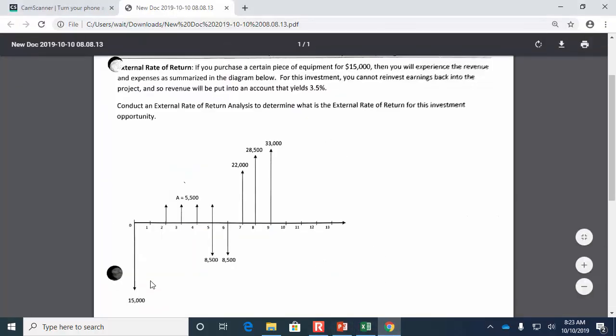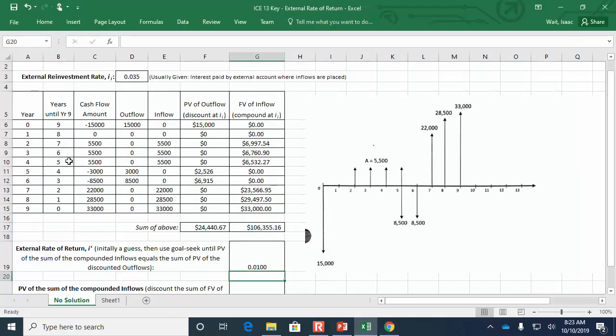So we translate the cash flow diagram into a cash flow table, and the reason why we have a separate outflow and inflow column is just so that when there's a year that has both an outflow and an inflow, it's more obvious to us that we have to take the net difference between the two. Also, we're only taking the present value of the outflows and the future value of the inflows, so it also makes sense to have separate columns because of that.